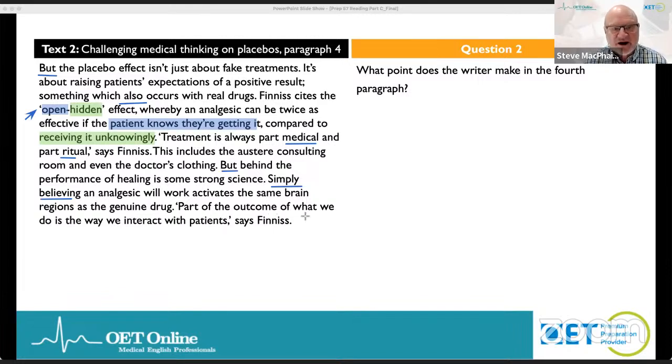Part of the outcome of what we do is the way we interact with patients, says Finniss. So this is the outcome, their recovery, how they react to their treatment. Part of the outcome of what we do is the way we interact with patients. So what point is being made? Interesting question.